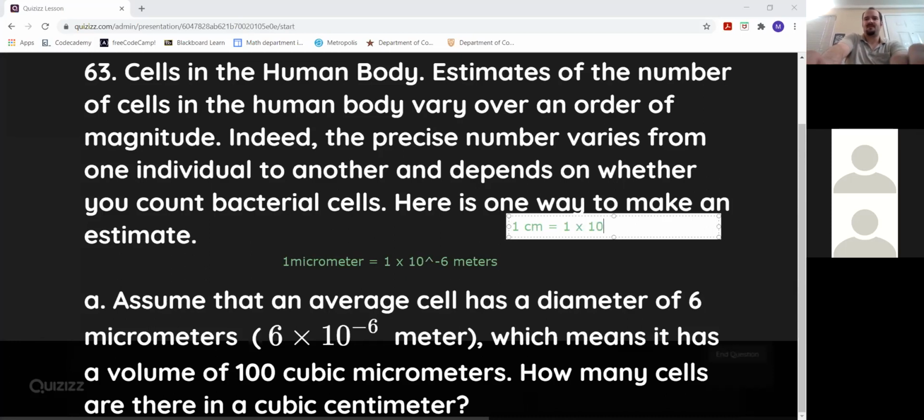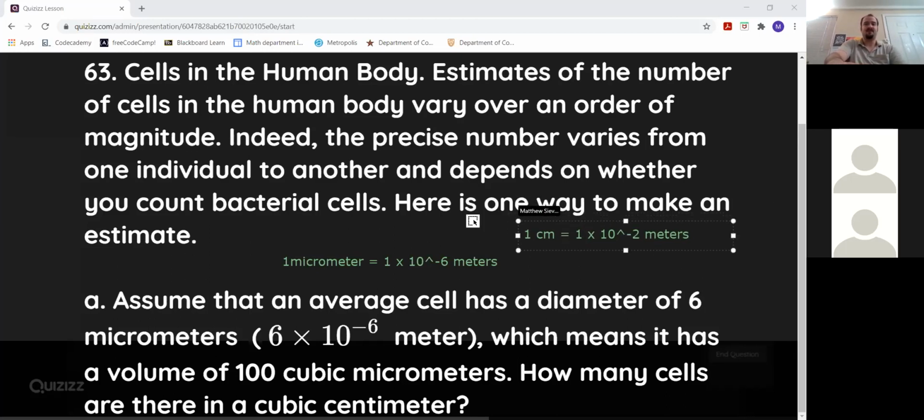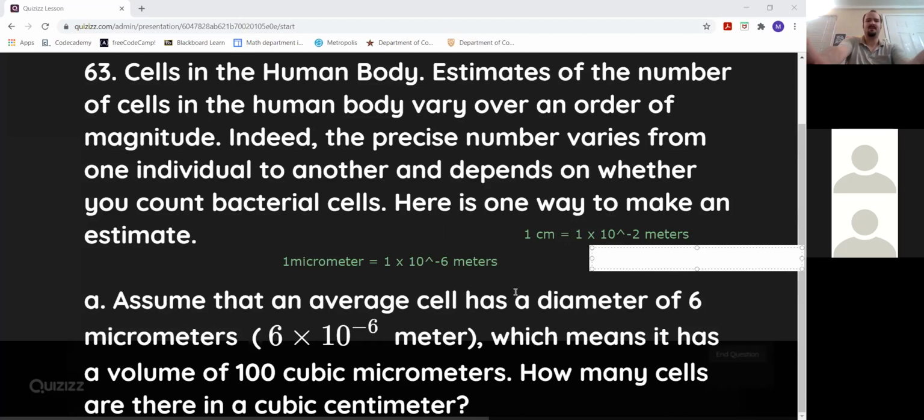basically 1 times 10 to the minus 2 meters. So it takes 100 centimeters. 1/100th of a meter would be 1 centimeter. Or you could say 10 to the positive 2 centimeters would give you 1 meter. That's the other way. Either way you want to do it, you should be able to get there. 100 centimeters is 1 meter. So you can use one or the other of those.